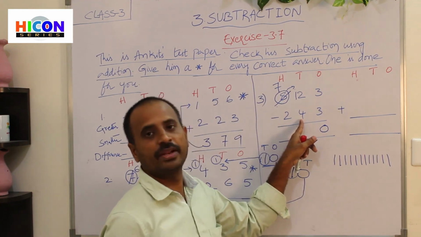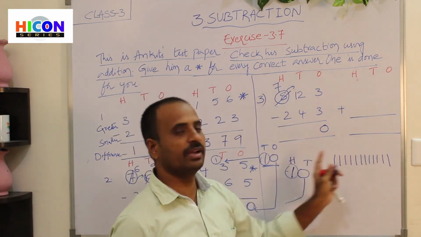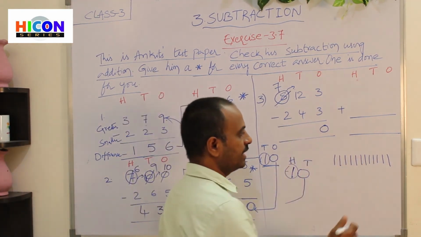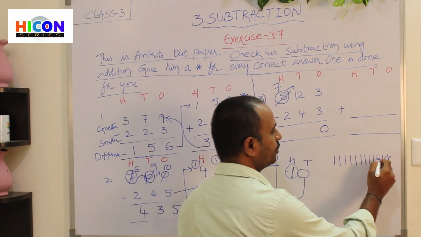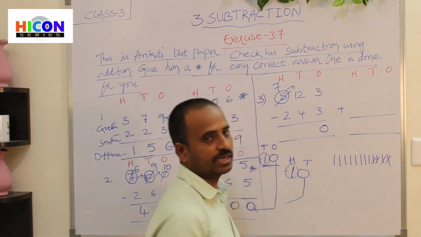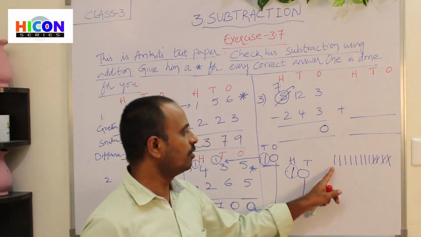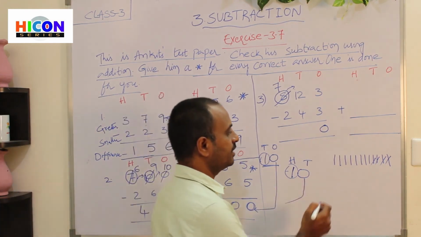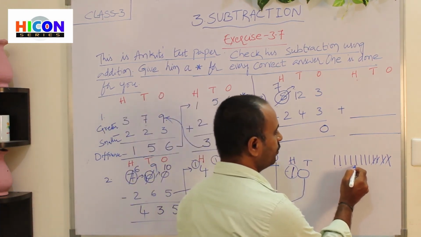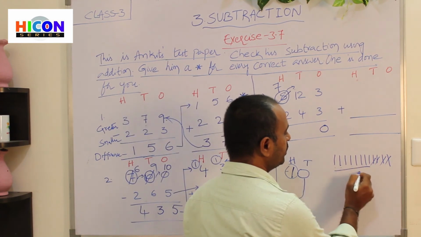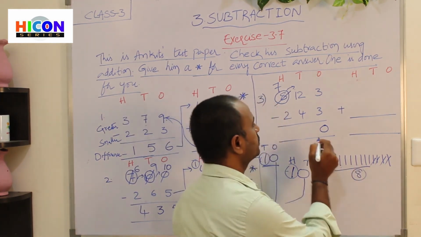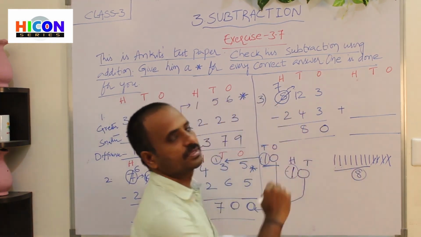And what is the second number here? 4. So strike off 4 lines among 12 lines. 1, 2, 3, 4. I have struck off 4 lines. Children, how many lines are there? 1, 2, 3, 4, 5, 6, 7, 8. So there are 8 lines remaining. So write 8 under tens place.